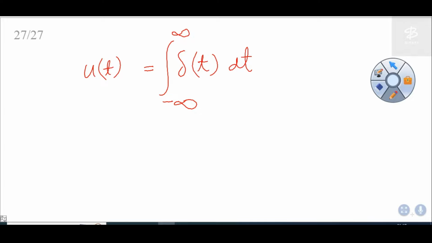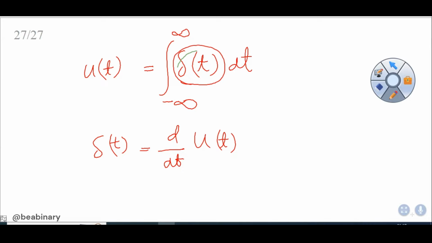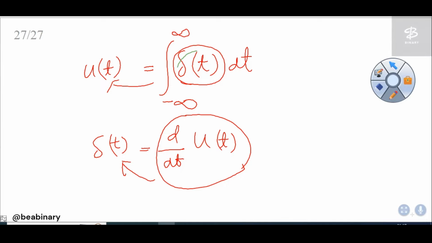And if you do the derivative, you can get the impulse function. If I am doing the integration of the impulse function, I am getting the unit step function. If I am doing the derivative of the unit step function, I am getting the impulse function. So this is a very important relation that you have to always keep in your mind for the further study of this course, signals and systems.